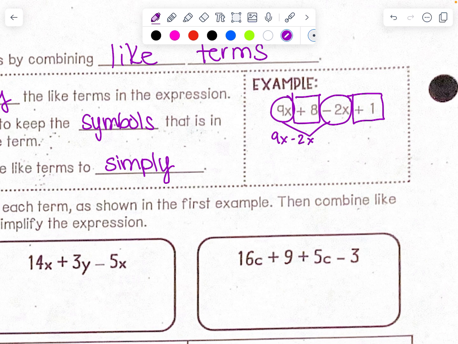Now I can combine them. 9x minus 2x is 7x. Then I'll put these together. 8 plus 1 is 9, and it's a positive, so I'm going to put a plus sign here.